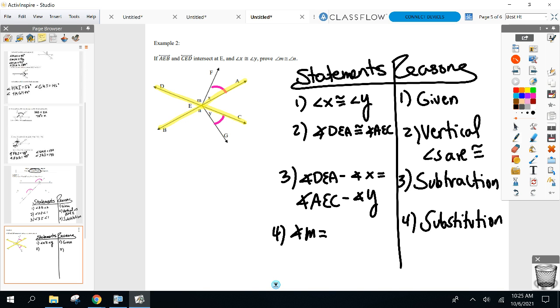Angle M congruent to angle N. Whew, a little bit tougher, right? Had to see those vertical angles and then use subtraction with them. I like it though. I like it.